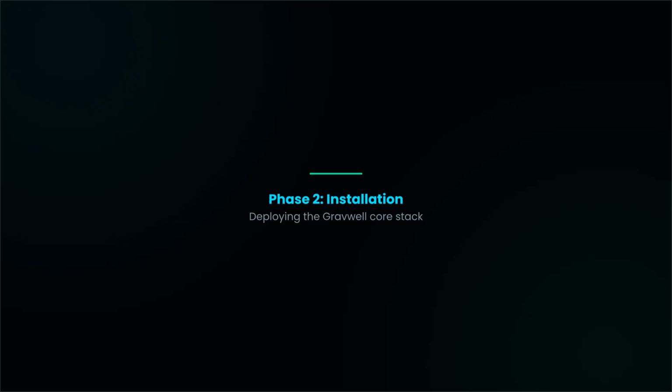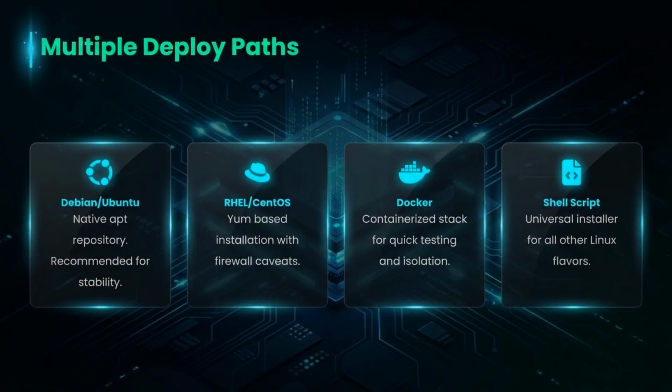Phase 2 focuses on installation, deploying the Gravwell core stack to get your node running. There are multiple deployment paths, including native installations for Debian/Ubuntu and RHEL/CentOS, Docker for quick testing, and a universal shell script for all other Linux flavors.